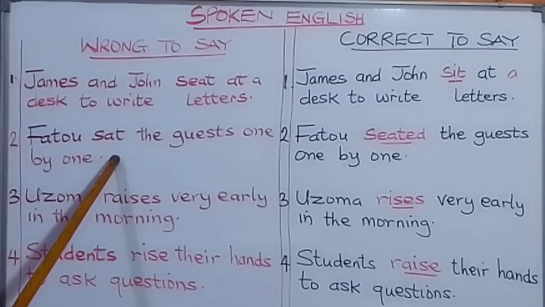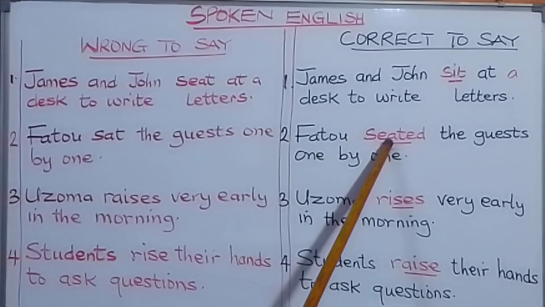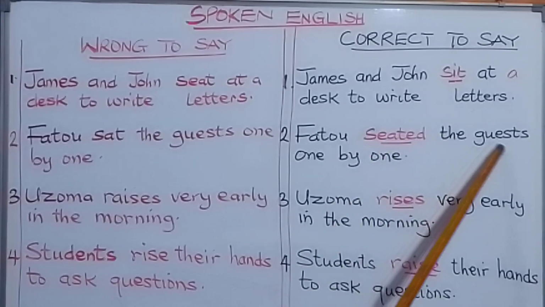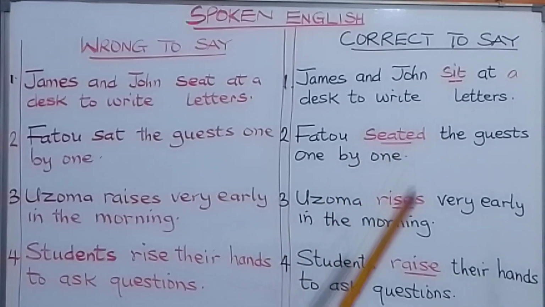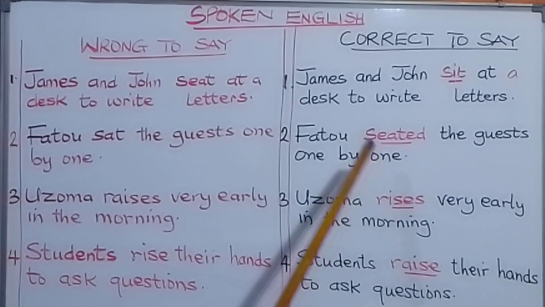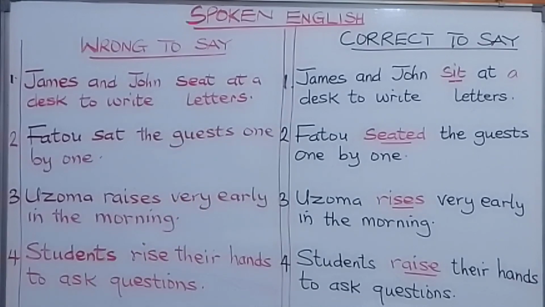Don't say that. Instead, you should say Fatu seated. That is the past tense of SEAT. Fatu seated the guests one by one. Fatu seated, SEATED. Fatu seated the guests one by one. So we're looking at SIT and SEAT.